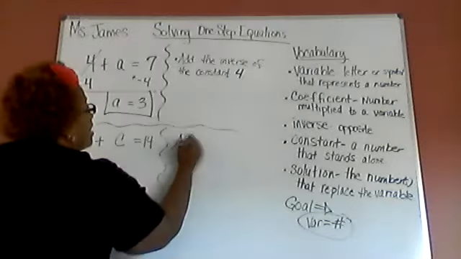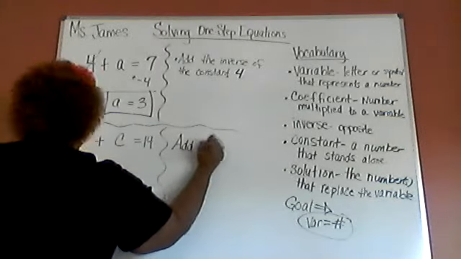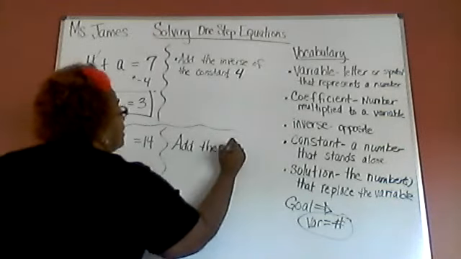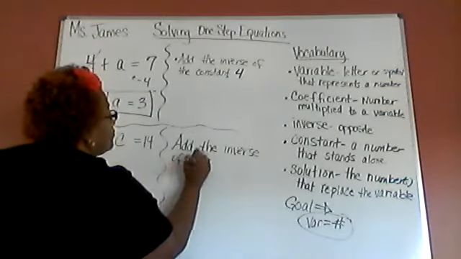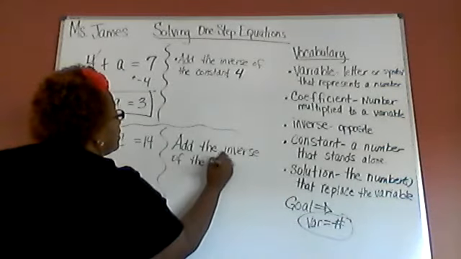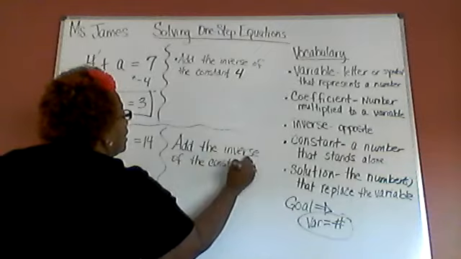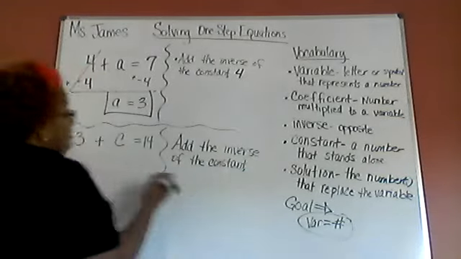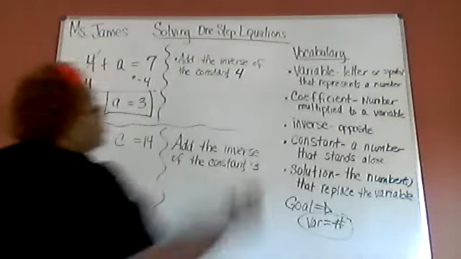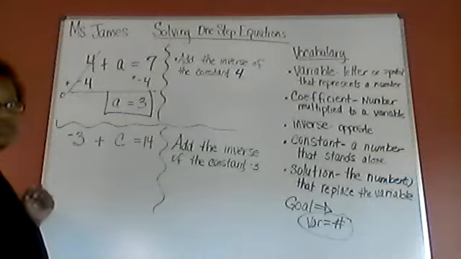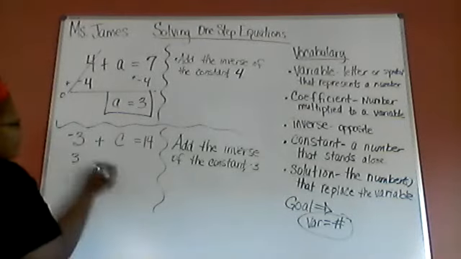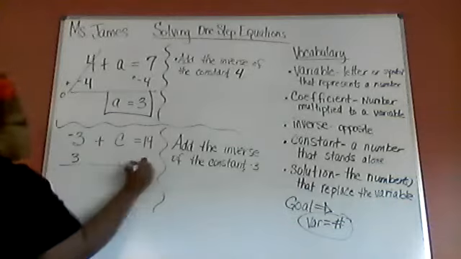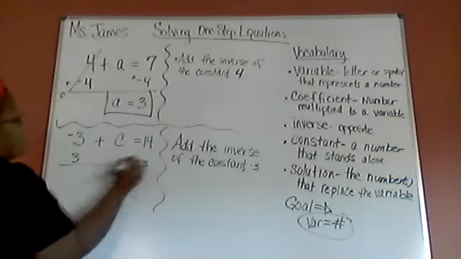In this case, our constant is what? Our constant this time is negative 3. So what's the inverse of negative 3? The inverse of negative 3 is positive 3. So we're going to add 3 to this side and 3 to that side.